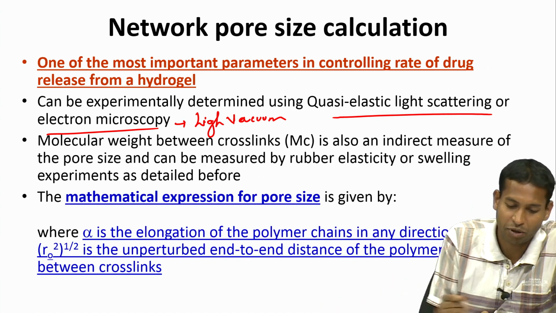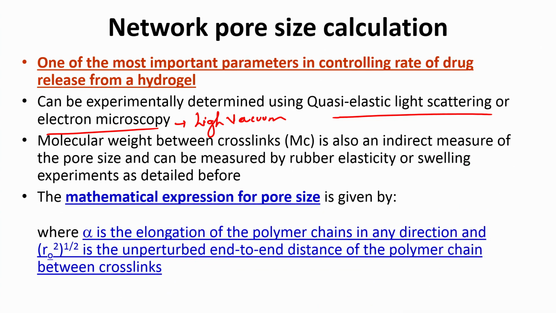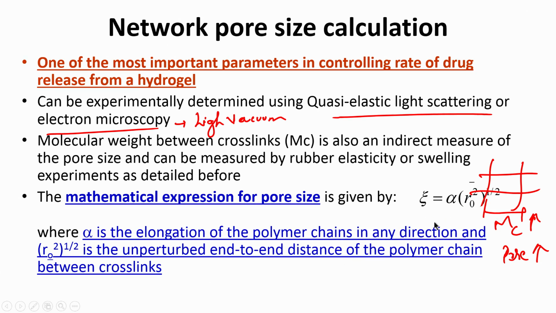So as we said, the molecular weight between crosslinks is an indirect measure of the pore size. If this length is Mc, as this length increases, the pore size will also increase. So the mathematical expression of the pore size is given by nothing but the elongation of the chain itself multiplied by the square root of R0 squared, so basically the root mean square, which is the unperturbed end-to-end distance between the polymer chains. Essentially this is Mc itself, but defined in some other way so that it is always positive.